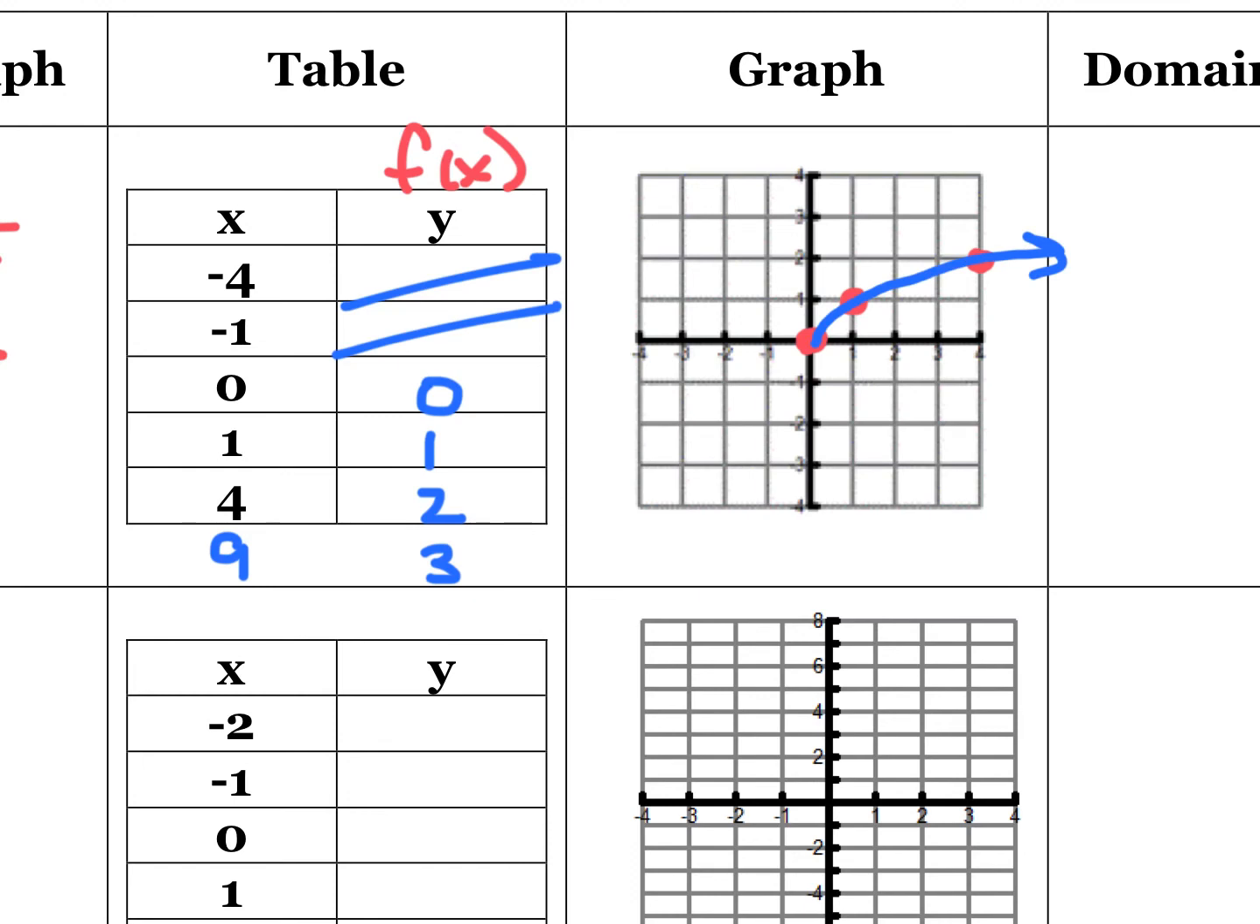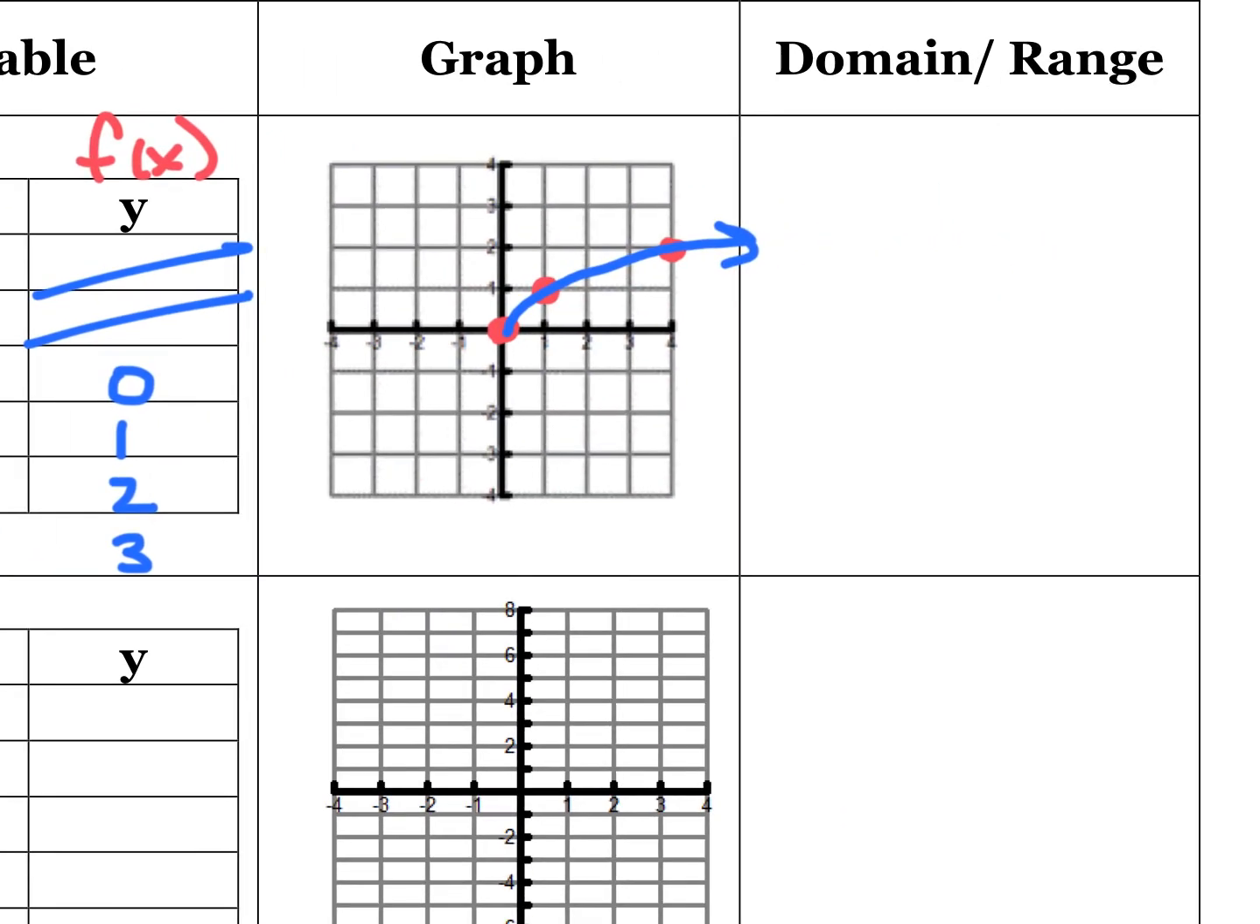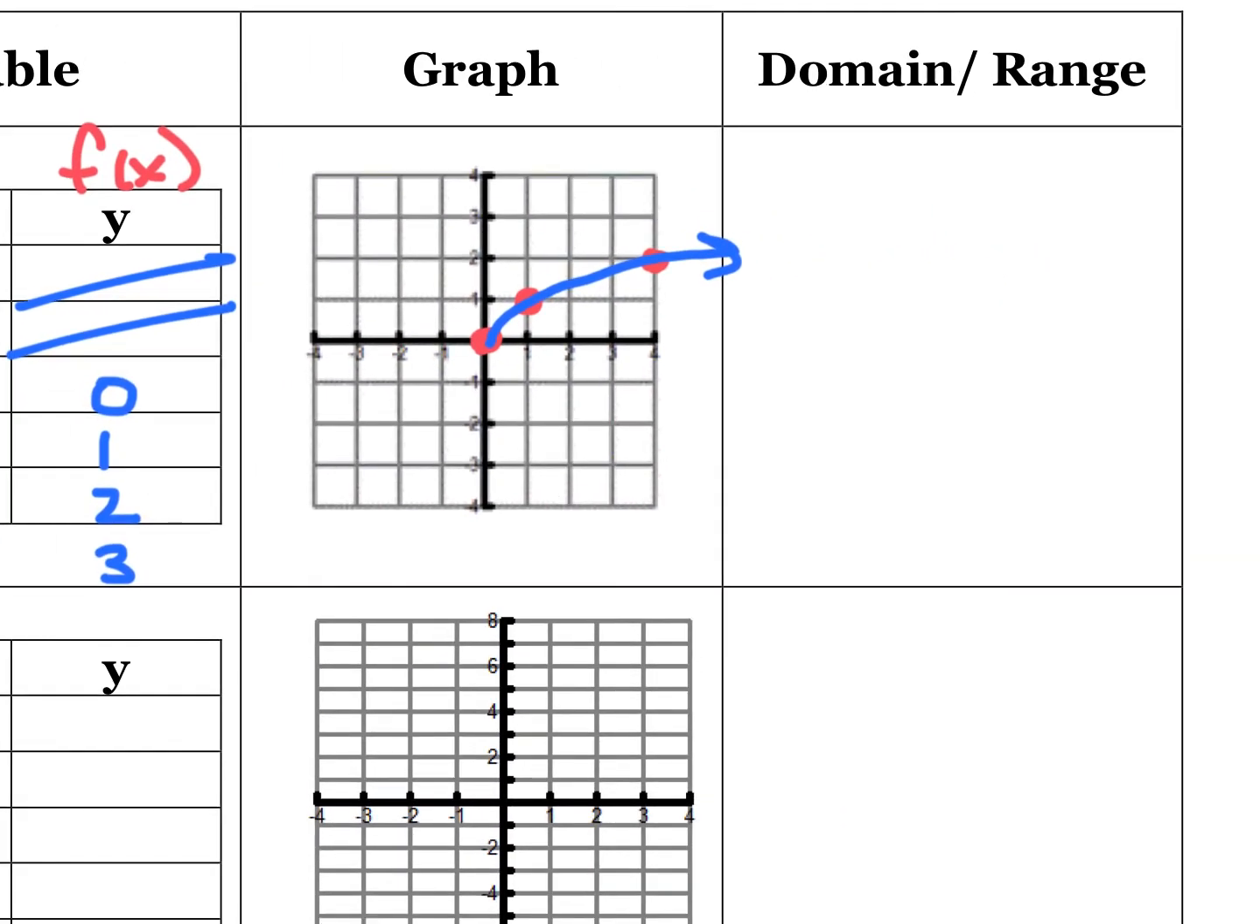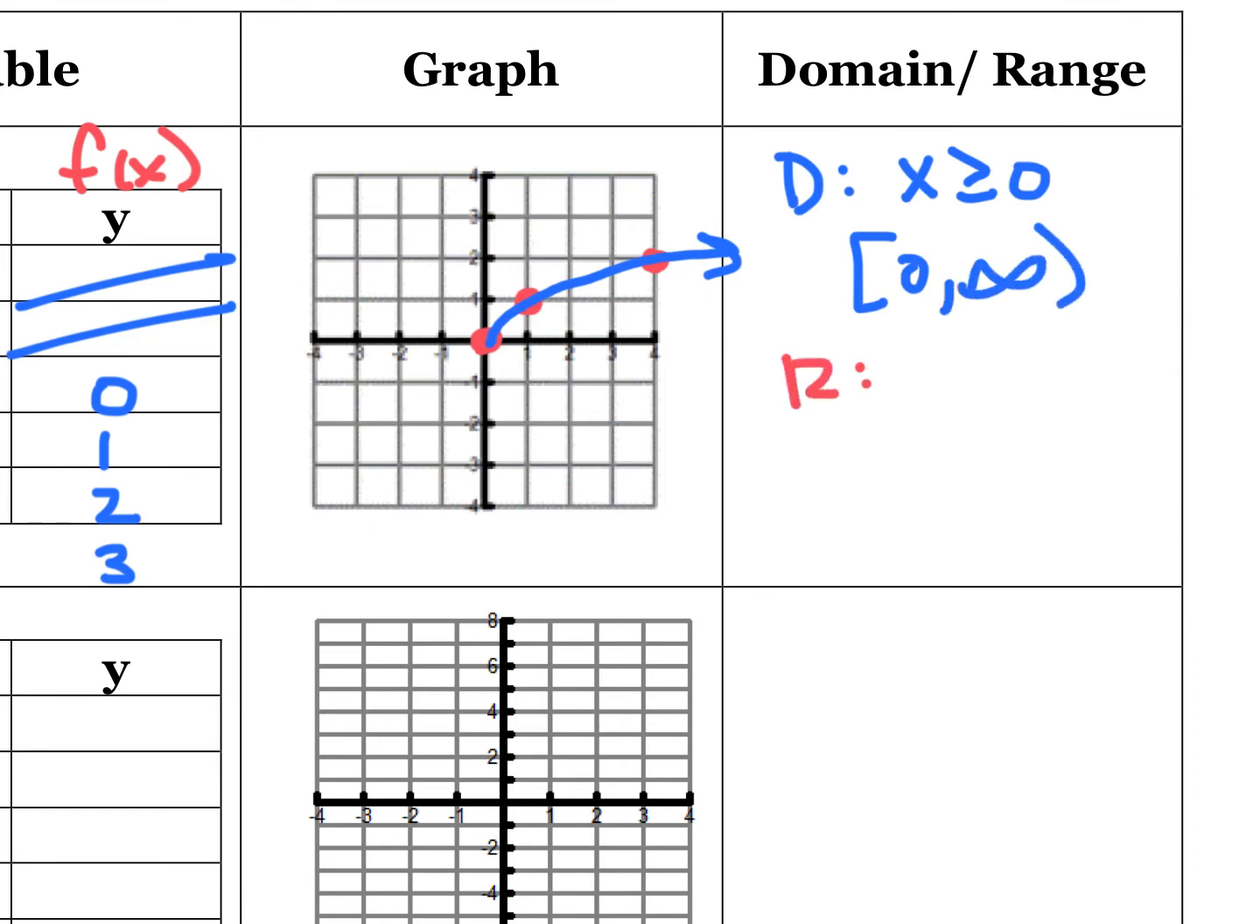This does not have a domain of all real numbers. The domain starts here at 0. So we have a domain of all of the x's greater than or equal to 0, so from 0 to infinity. And the range starts here at 0 and goes up. So the range is all the y's greater than or equal to 0, so 0 to infinity.